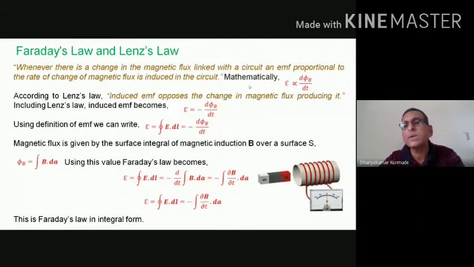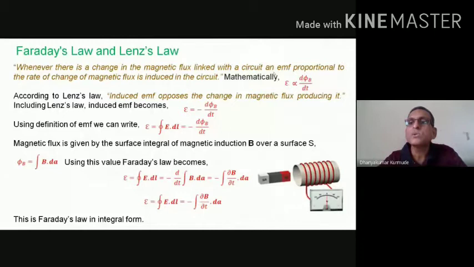Now mathematically we can write, if E is the induced EMF and phi B is the magnetic flux linked with the coil. So as seen in this figure, this is the magnet, this is the coil. This magnet will have its own magnetic field. So the coil is immersed in the magnetic field, and when we move it, the magnetic flux phi B linked with the coil will change. So here d phi by dt will obviously indicate the rate of change of magnetic flux.